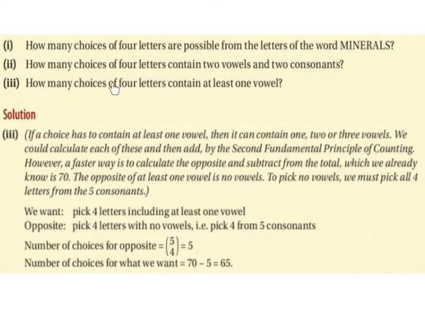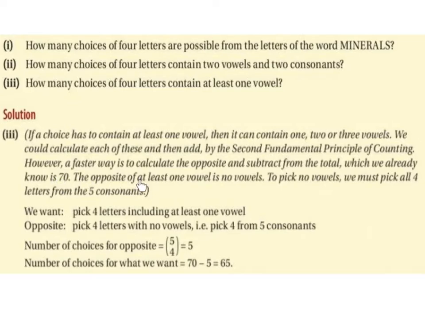Number 3. How many choices of 4 letters contain at least 1 vowel? If a choice has to contain at least 1 vowel, then it can contain 1, 2, or 3 vowels. Remember, we only have 3 vowels in the word minerals: I, E, and A. We could calculate each of these and then add by the second fundamental principle of counting. However, a faster way is to calculate the opposite and subtract from the total, which we already know is 70. This is from the previous question.